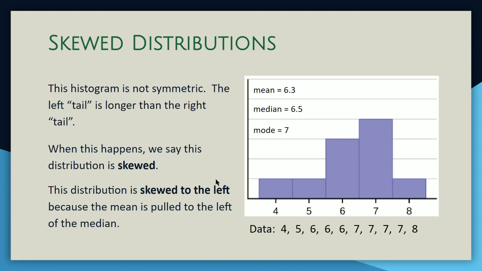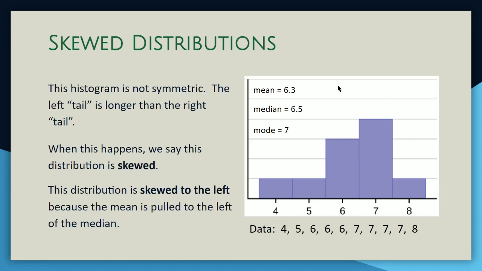So the direction of the skew has nothing to do with where the peak is. It has to do with where the mean is relative to the median, or the halfway point. Another way to think of it, if you're looking at the graph and trying to identify without knowing those numbers, is it's skewed towards the long tail. So look at where that long tail is, and that's the direction of the skew.